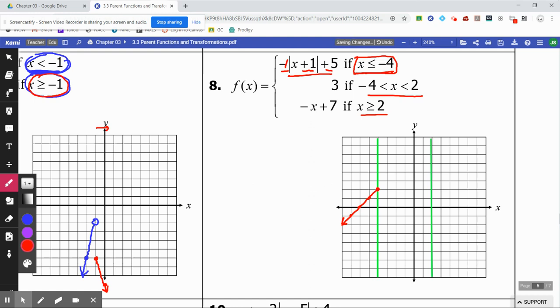The second part, we're graphing y equals 3 from -4 to 2. We're not including it, but that's going to be a horizontal line. So open circle here and open circle here at y equals 3. Simply draw your horizontal line. There we go. And then the last portion is going to be y equals -x plus 7.